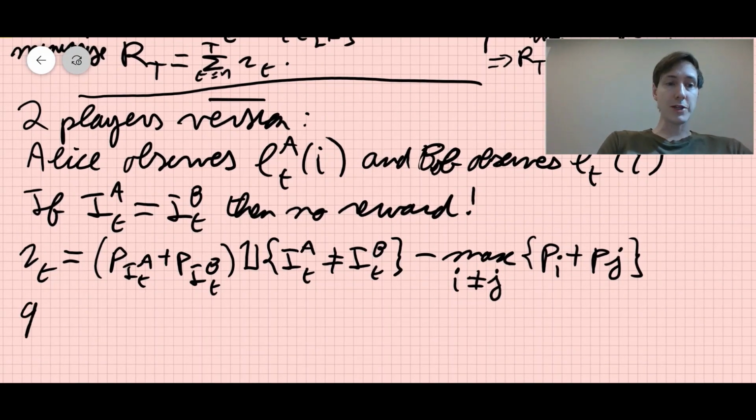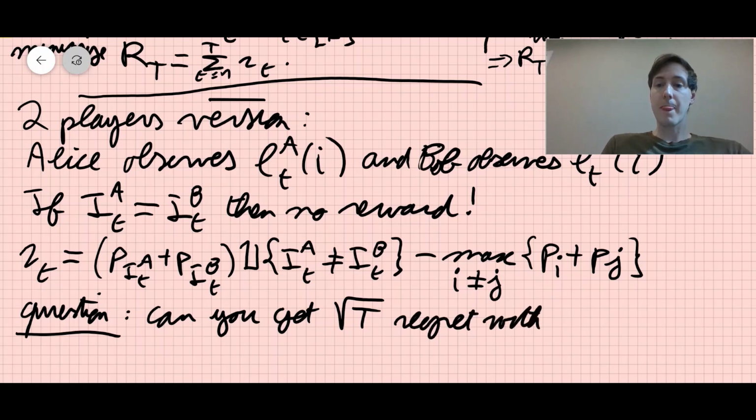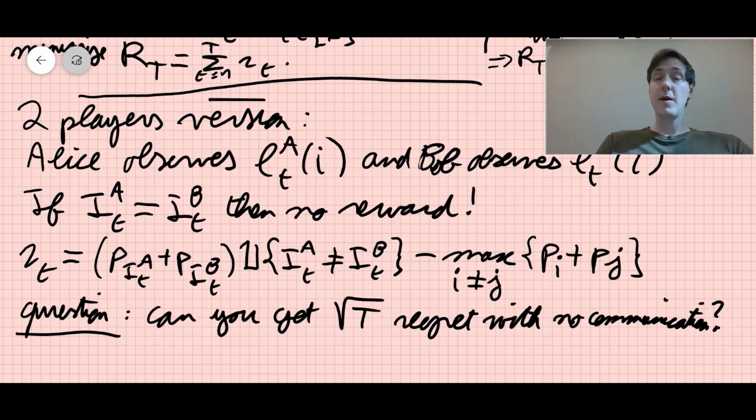Okay, so the question is, can you get square root T regret with no communication? That's the challenge. And the answer is going to be yes, but the strategy is going to be very, very different, maybe from what you expect. Okay, so I hope the problem is clear at this point.